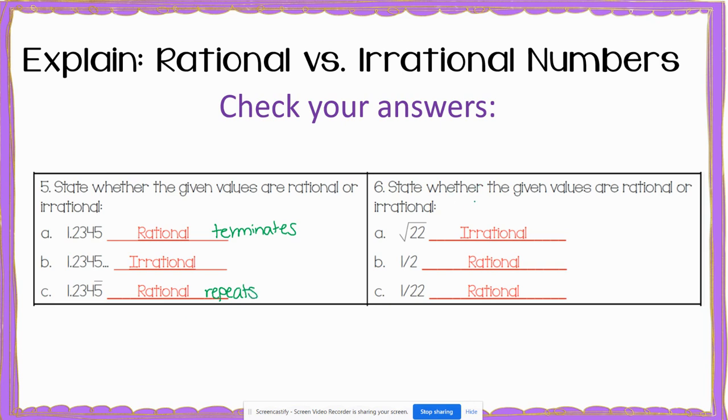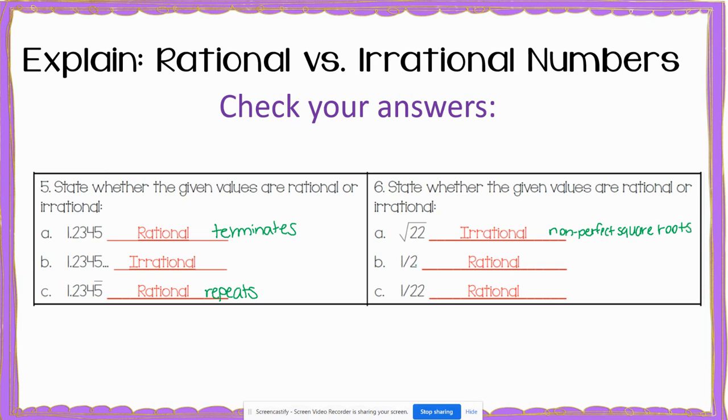For number 6, we are also figuring out whether these are rational or irrational. A is the square root of 22. Well, there is no number that can multiply by itself to give us 22. So because of that, this is a non-perfect square, and non-perfect square roots are always considered irrational numbers.